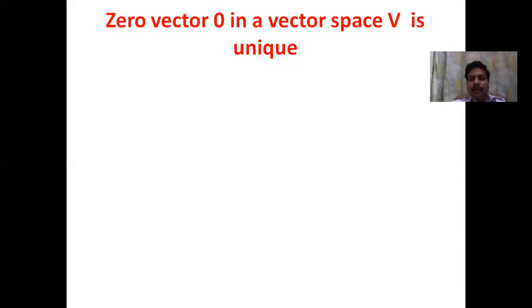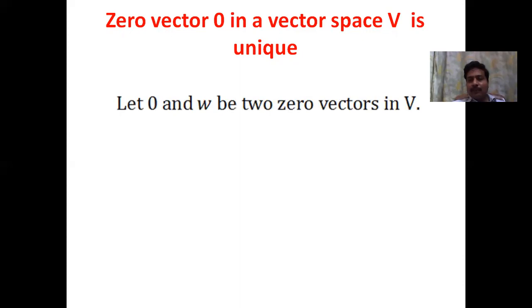So let us take another zero vector W in our vector space, and finally we show that O and W are both the same. If we do that, we can say that there is only one zero vector. So I am taking two zero vectors. Let O and W be two zero vectors in V.